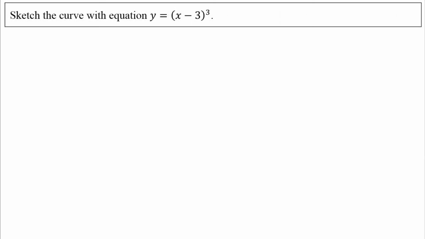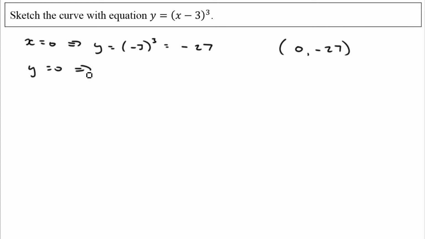In this example, we don't just have a double repeated root, we have a triple repeated root. Let's go through our normal stages. If we have an x of 0, that will mean we have a y of negative 3 cubed, which is negative 27. So we have an intersection point of 0, negative 27. If we have a y of 0, then that means we have x subtract 3 cubed being 0. In other words, x is 3, and we have an intersection point with the x-axis at 3, 0. But this is only one intersection point.